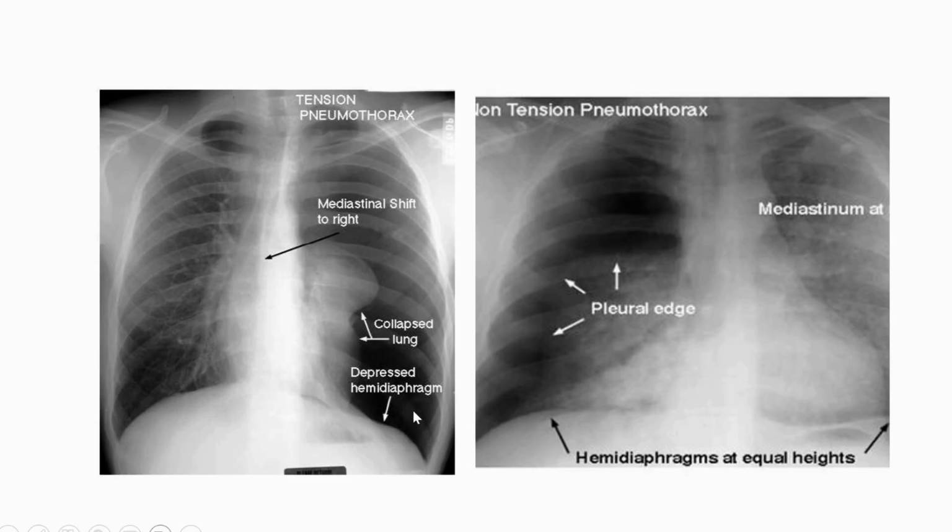And this suggests that this is a tension pneumothorax. So it requires immediate medical intervention or surgical intervention. In this zoomed image, we can see the collapsed lung and depressed hemidiaphragm. This is the pneumothorax. No air, no bronchovascular marking within this space.